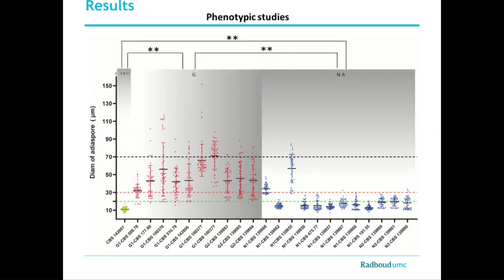The most distinct difference is from our phenotypic studies. We can see from this graphic the average adiaspore size of every strain. This red part represents global, and the diameter is almost over 30 microns. But we can see this blue part, which represents the North American group. Most of the strains demonstrate very relatively smaller adiaspores, with a diameter of almost no more than 30 microns.